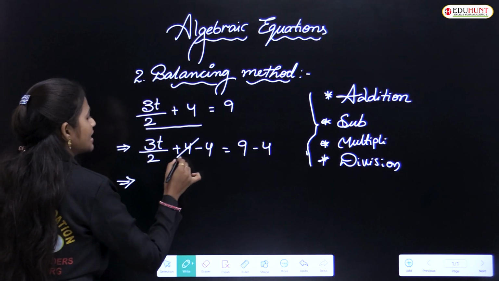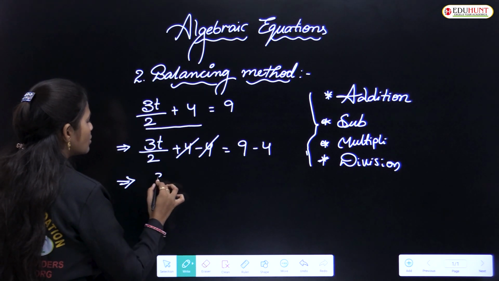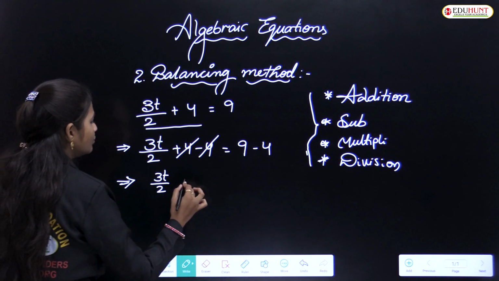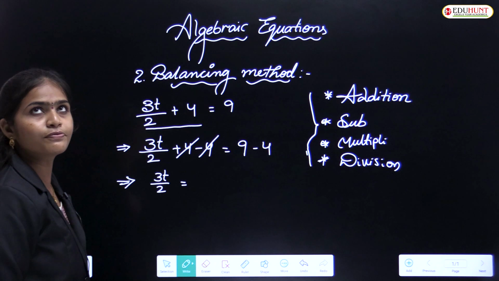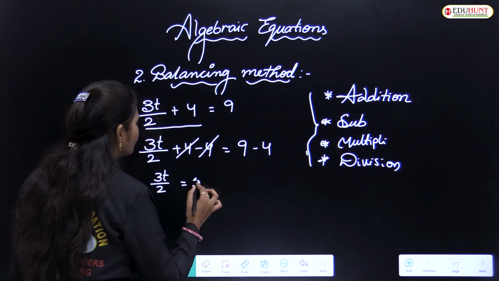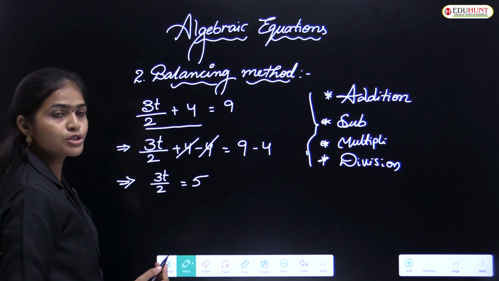So the next step: plus 4 minus 4 gets cancelled. So the leftover is 3t by 2, which is equal to 9 minus 4. So 9 minus 4 is equal to 5.